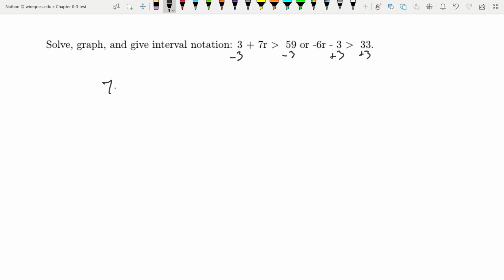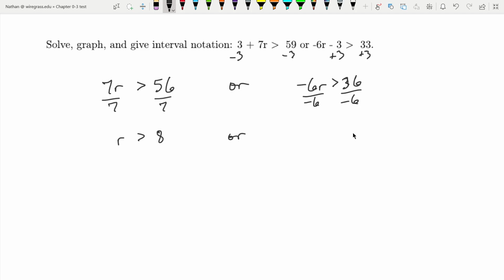It's going to give me 7R is greater than 56, or negative 6R is greater than 36. Divide by 7 to give me R greater than 8, or divide by negative 6. So whenever you divide or multiply by a negative, you need to flip the inequality. We're going to get R less than, right, this sign flipped. 36 divided by negative 6 is negative 6.